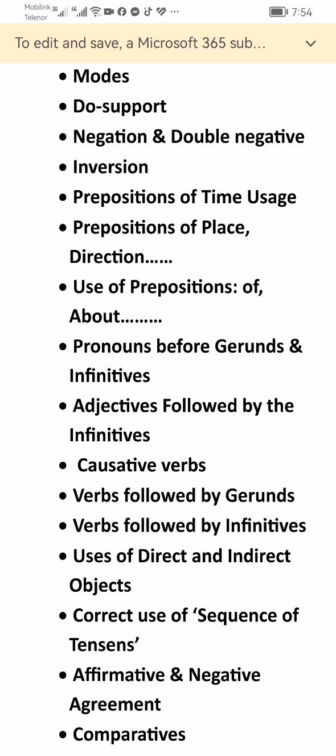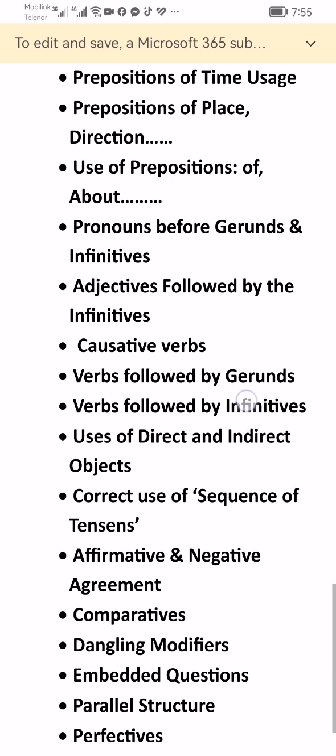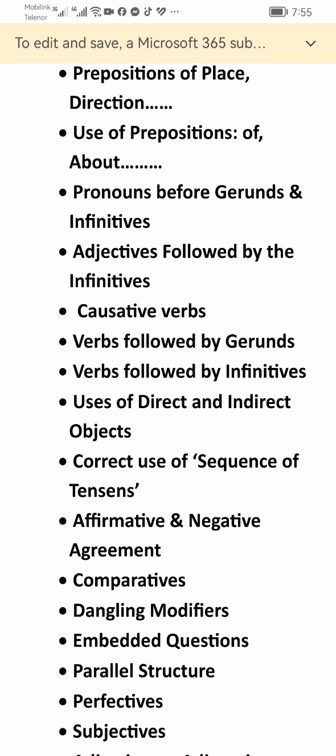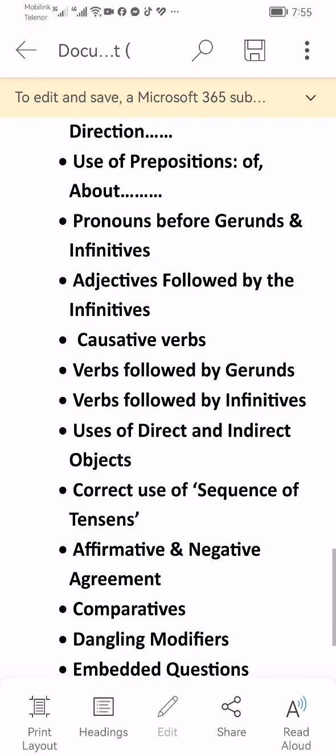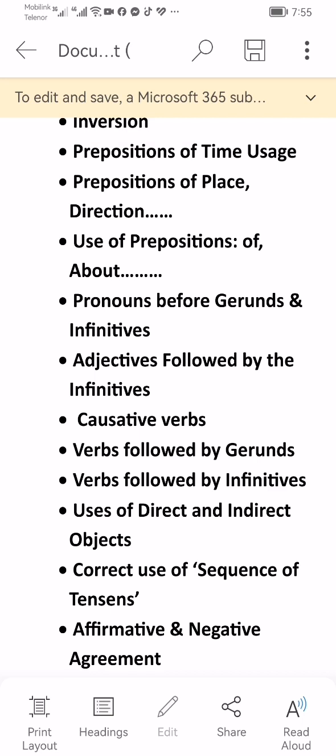Uses of direct and indirect object, correct use of sequence of tenses, affirmative and negative, agreement, comparative, dangling modifiers, embedded questions, parallel structure, perfectives, subjunctives, adjectives, injunctive, one in last, one vs use, and all these things we will discuss. So that is the overall discussion about grammar.